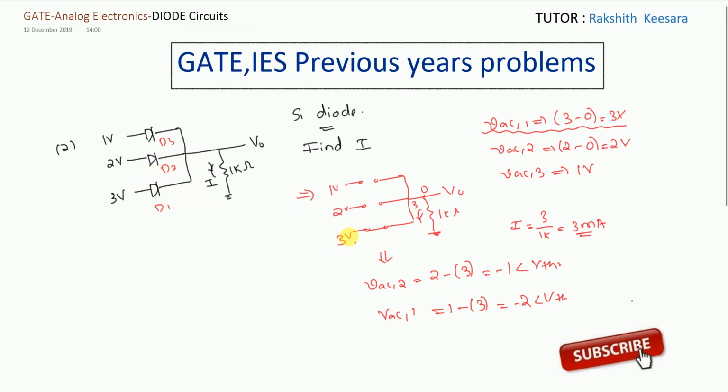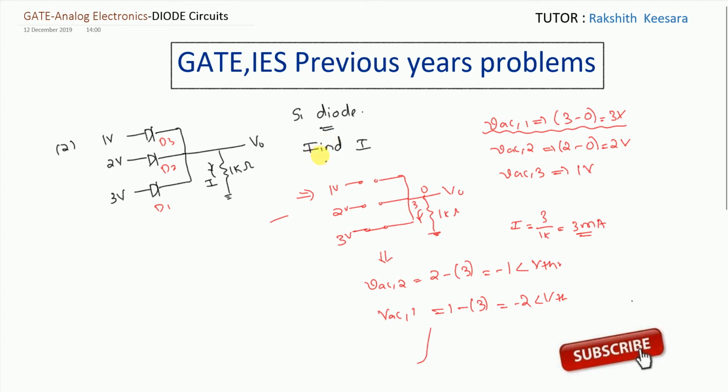In this question, diode 1 is having the more VAC, so I turned this on. After turning this on, I checked the voltages across these two. Here I am getting minus 1 volt, which is less than V threshold. Here I am getting minus 2 volt, which is less than V threshold. So I open circuited the two diodes because they are in off position only. This 3 volt will come directly here and the current is 3 milliampere. That's it, guys. Next question.